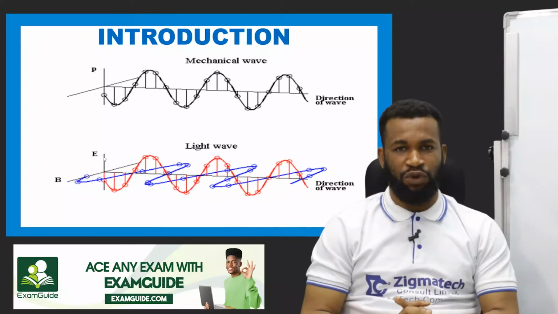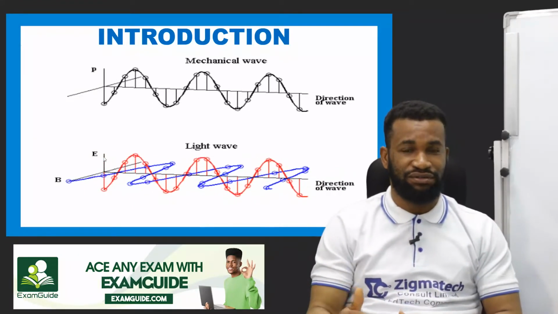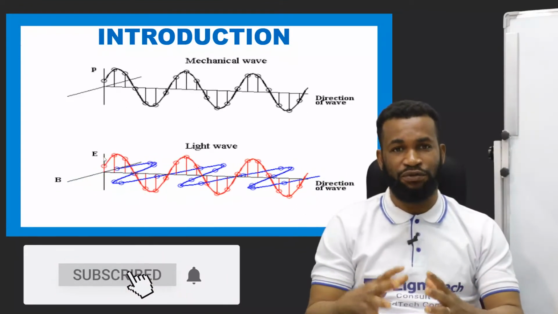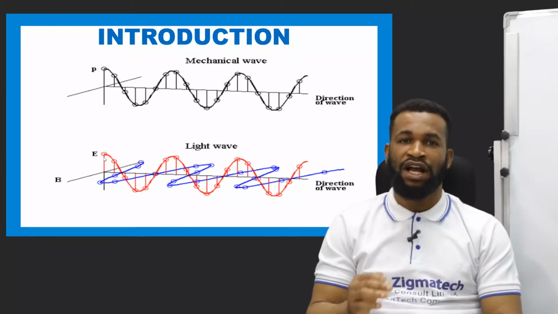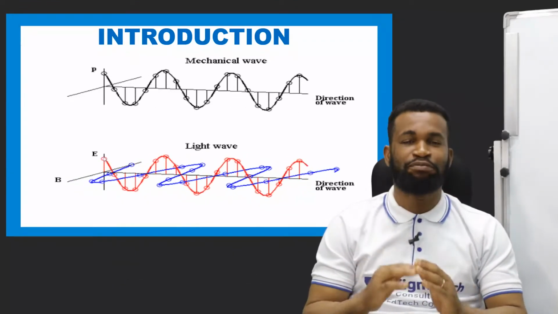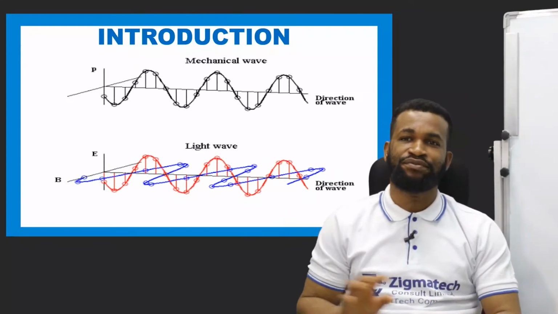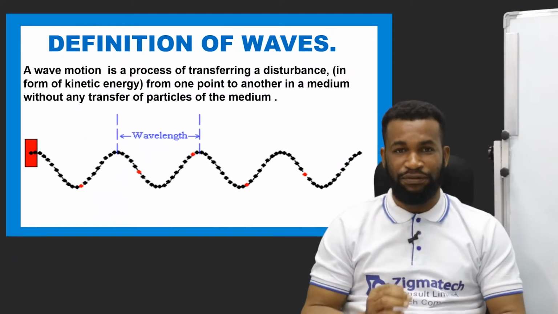Now, when we talk about wave, we are talking about a transfer of energy from one form to the other. So we have different kinds of wave which we are going to look at in this lesson. I want you to get ready, prepare yourself, and be happy as I take you through this lesson. Now, let's go to the first one and talk about the definition of wave.